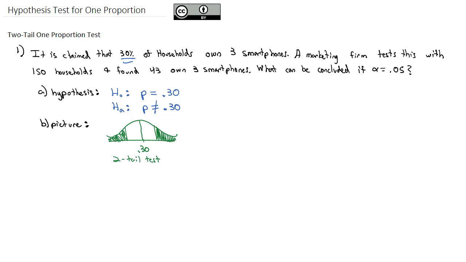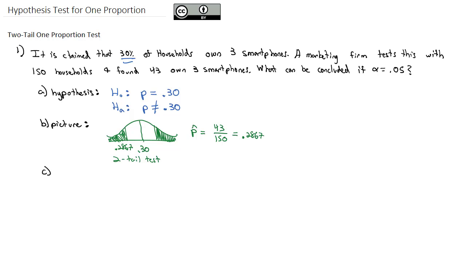In fact, we can figure out where we're going to label our sample on this by finding our p hat, our sample proportion, saying that 43 out of 150 houses seem to have owned the 3 smartphones. And if I do 43 divided by 150, we get 0.2867, which is smaller than the 0.30. So our sample ended up in the left tail, 0.2867.